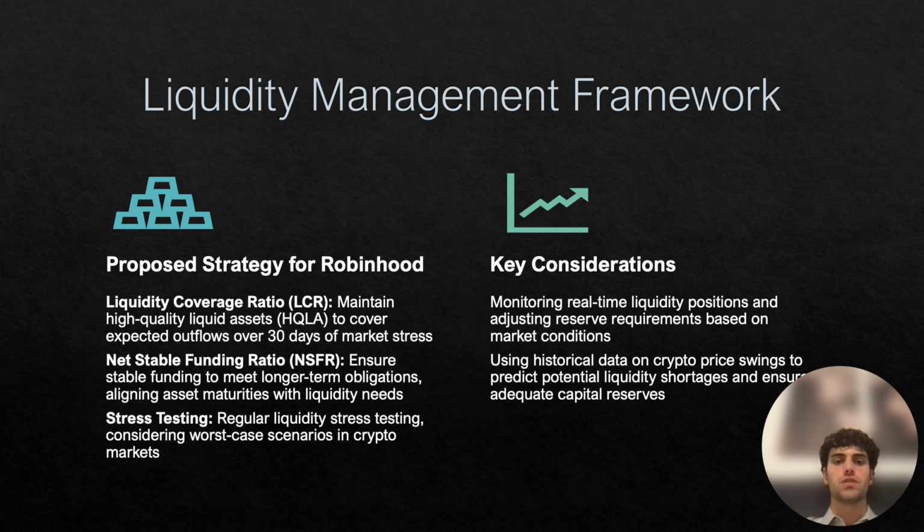The primary goal is to ensure that Robinhood can meet both short and long-term liquidity needs while mitigating risks related to sudden market fluctuations. Implementing real-time liquidity monitoring systems will further enhance Robinhood's ability to react swiftly to changes in the market, maintaining stability even in extreme conditions.